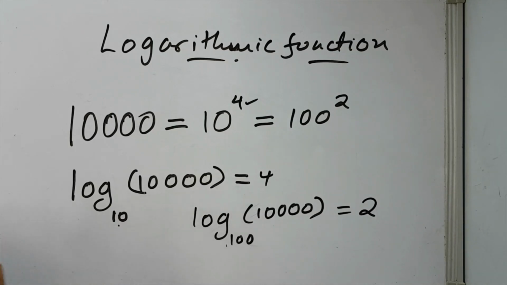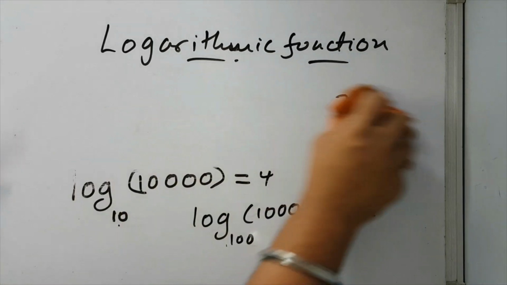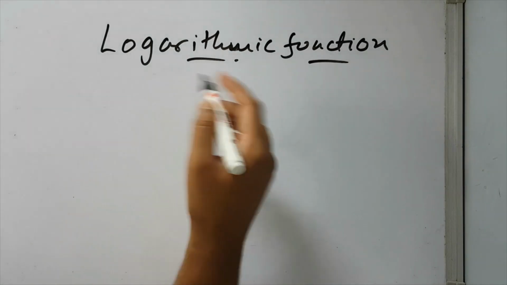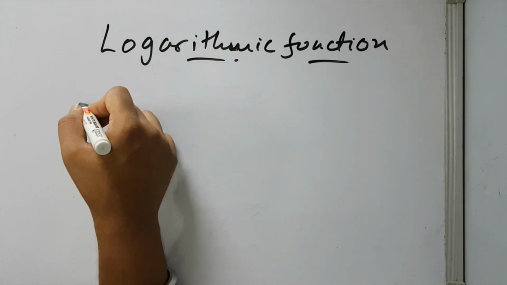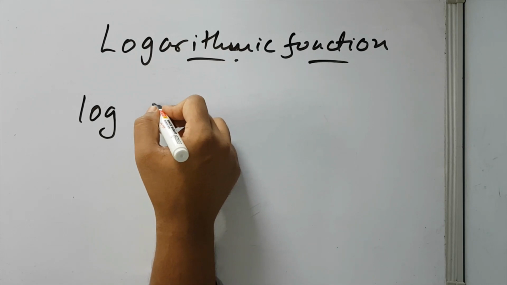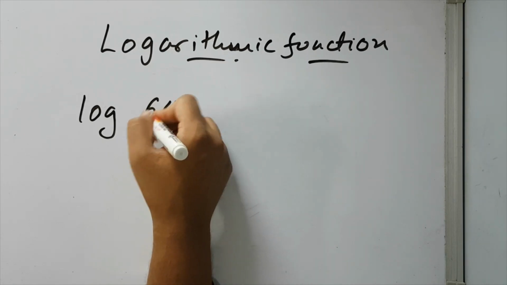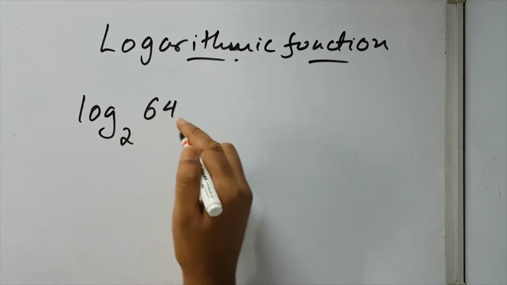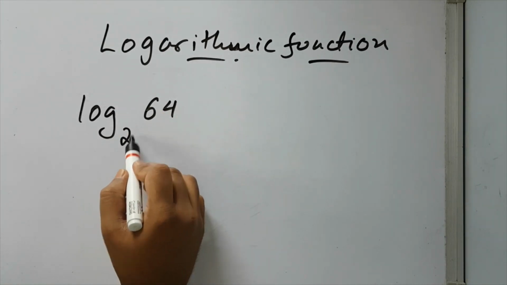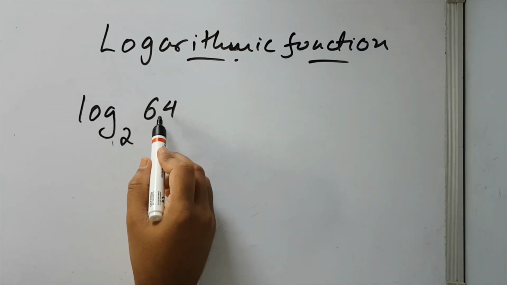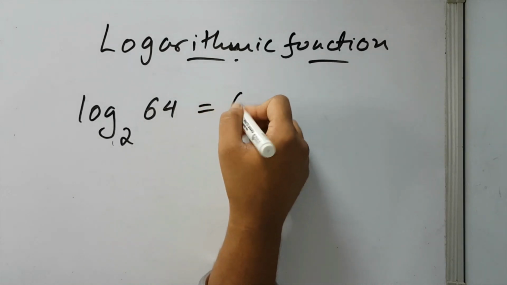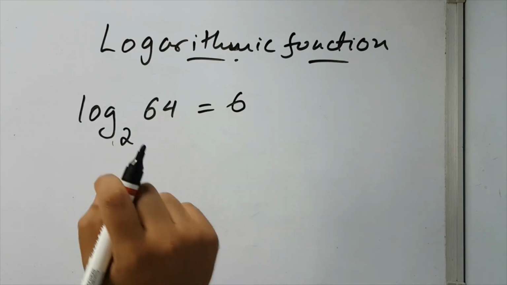Okay, now let's look at some more examples. Let's say log of 64 to the base 2. What's the question that you need to ask? 2 raised to what number will give you 64? So what is that number? That is 6. Okay, 2 raised to 6 is 64.